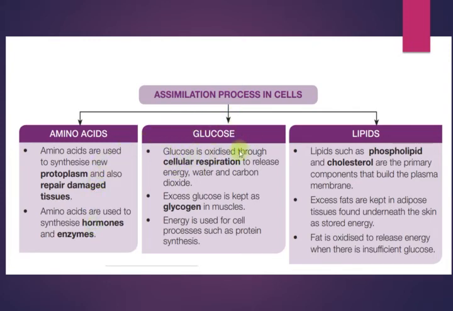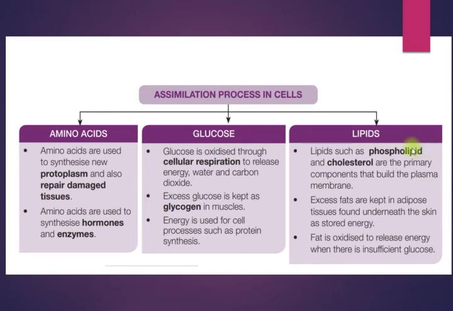Glucose is oxidized through cellular respiration to release energy, water, and carbon dioxide. Excess glucose is kept as glycogen in muscle. So excess glucose is converted into glycogen and then stored in the muscle tissue. The energy is used for cell processes such as protein synthesis. So that is the assimilation of glucose in the cell.